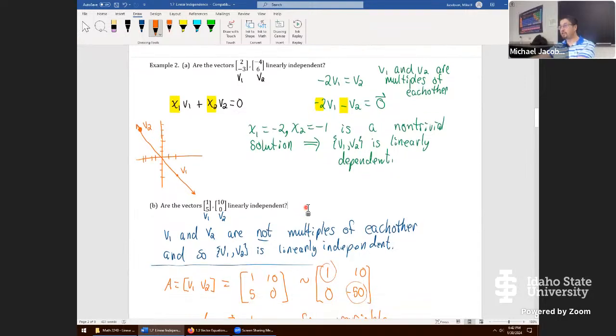But these two are completely different. These are on lines that are non-overlapping parallel. That's what independence would look like versus dependence graphically. Well, that's just an additional thought I thought I'd throw out there. Feels like we didn't talk about the geometry as much as the actual algebra.